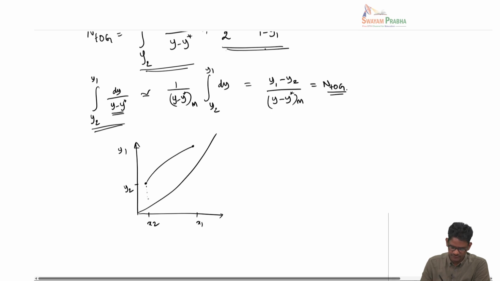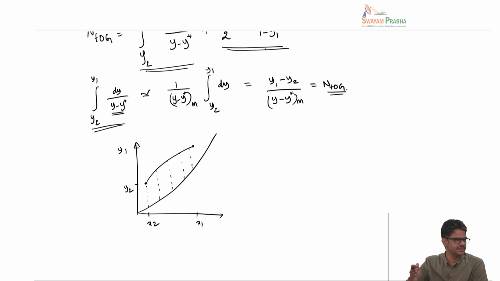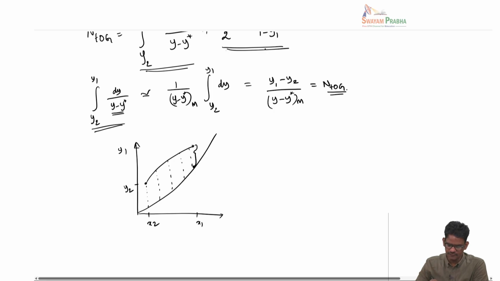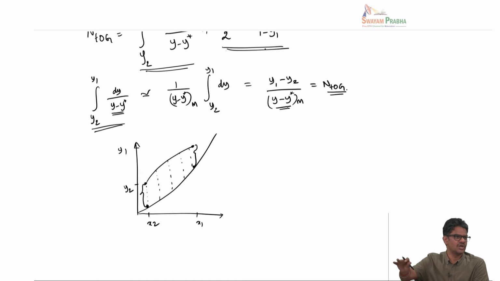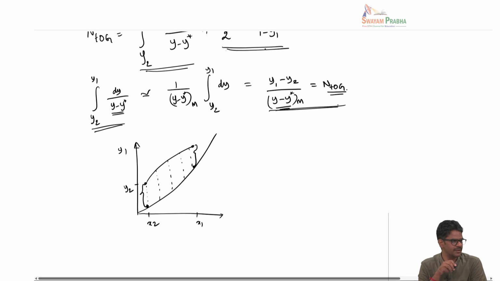Now these are the driving force for me. This vertical line is y minus y star, and you can see that across the column, going from bottom to top, the driving force changes. But what I'm saying is, I'm going to take the driving force at the exit and entrance, and then using this I'm going to define an average logarithmic mean difference driving force, as if the driving force is constant across the column. If that's the case, then I can calculate NTOG by this simple formula.